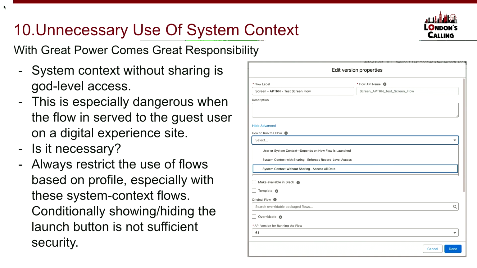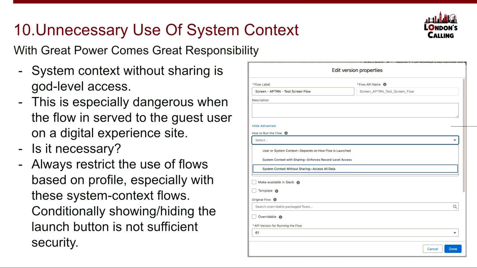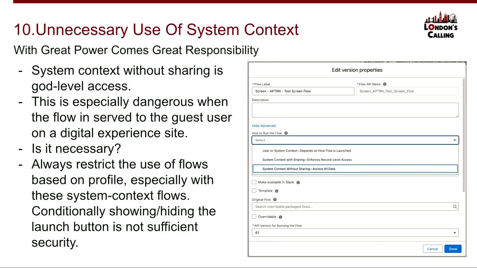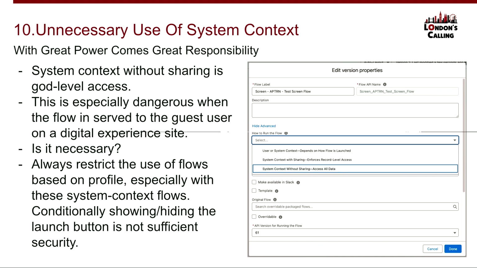And unnecessary use of system context, these go hand in hand. You know, Matt talks quite a bit about this, especially for the guest user on the community digital experience sites. When you expose these flows and run them at system context, they can be exploited. So system context is kind of God level access. It can perform anything an admin can. It ignores the profiles, it ignores the sharing settings. This is especially dangerous for the guest user on digital experience sites.